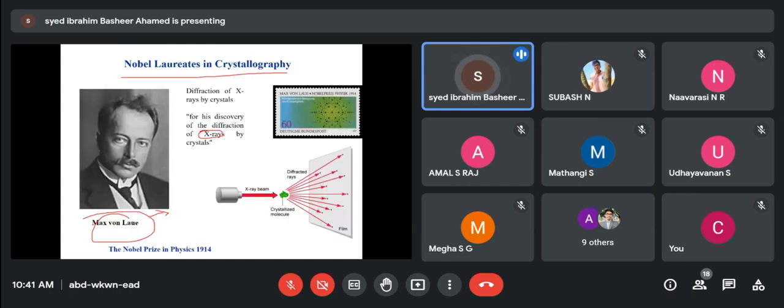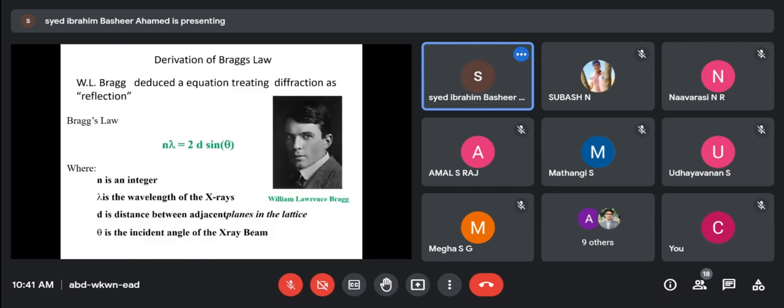There are equations called Laue's equations. So what are Laue's equations? We will see those equations at the end of this class today. And here, this person is Lawrence Bragg. He deduced an equation which says n lambda equals 2d sin theta. According to this equation, he is treating diffraction as reflection.